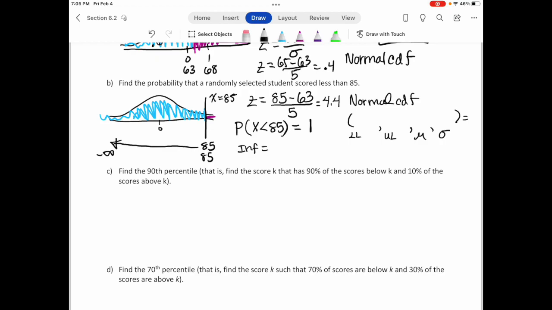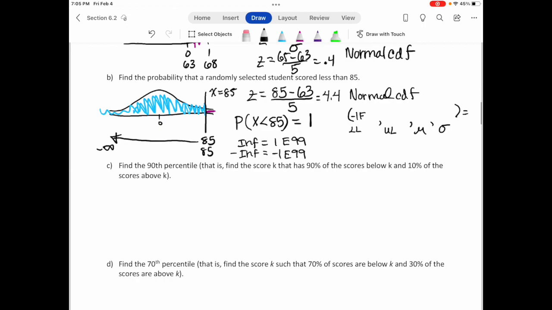Now for infinity on the calculator, remember we always use 1e99 for that really big number. If it's negative infinity, we use the same thing, but we just put a negative in front of that one. So that's a really big number, but in the negative direction. So for our notation for the calculator, I'm going to put in negative 1e99. Then I'm going to put in our upper limit is 85. Then I'm going to put in our mean is 63 and our standard deviation is 5. So let's go ahead and do that on the calculator now.